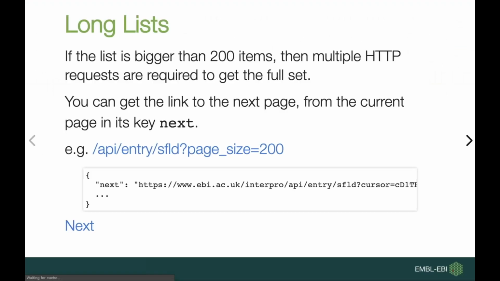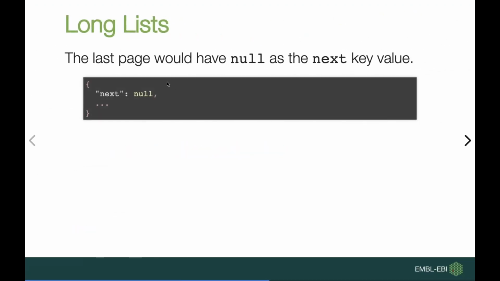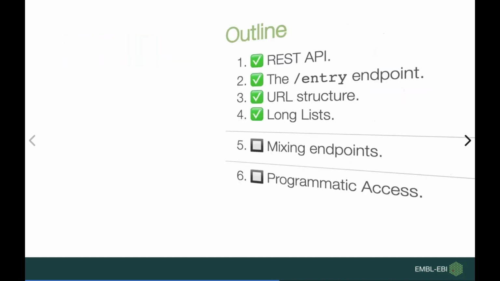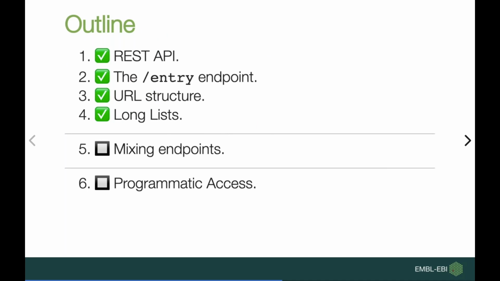One thing to notice is that on the very last page, in the next field, you're going to find a null, and that's how you know it's the end. So if you have 1,000 entities, then you follow next, and on the fifth page the next is going to be null, and you know that's where you stop. That's what you need to know for dealing with long lists in our API. You can set the page size up to 200, and you can get the next page from the current response.